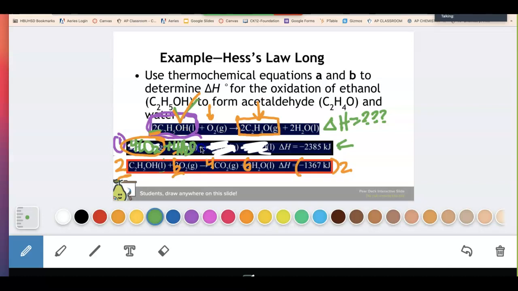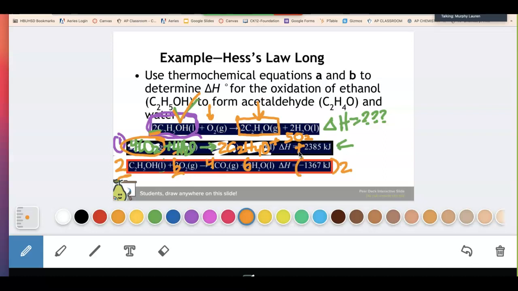It's not the best color to write with. And then now I have 2 of the acetaldehyde, and I think it was 5 oxygens on the other side. Now, if I flip a reaction backwards, I must flip the sign. So the delta H was originally negative, so now it's positive, which means if the delta H was originally positive, then you would make it negative.